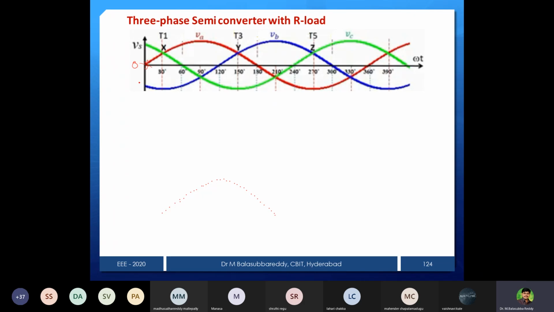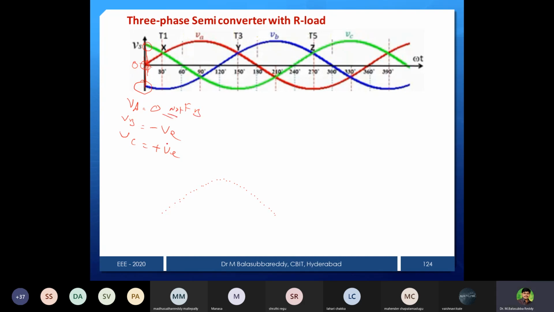The reason is, you can see at this line, the omega t equal to 0 line, I want to know what VA, VB and VC are. VA, the A phase magnitude, is 0, then the B phase magnitude is negative, you can see this is negative, and the C phase magnitude is positive. That means for A phase, at the omega t equal to 0 instant, A phase is not forward biased.